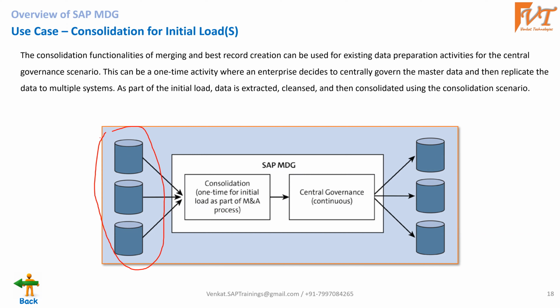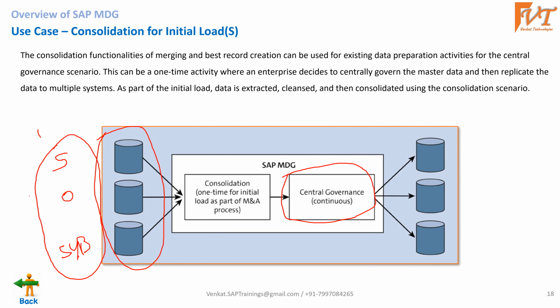So these are my legacy systems. Let's say this is SAP, this is Oracle, and this can be Sybase or anything. Okay. So now the customer wants to build MDG. The customer wants to maintain central governance. Their current business is spread across these systems and they don't have MDG so far. They want to go with MDG. So now all the master data is spread across these units.